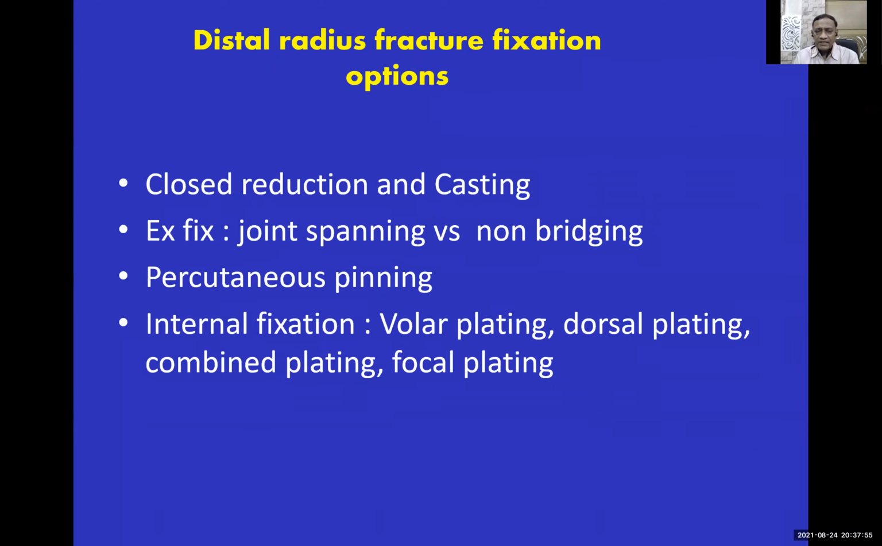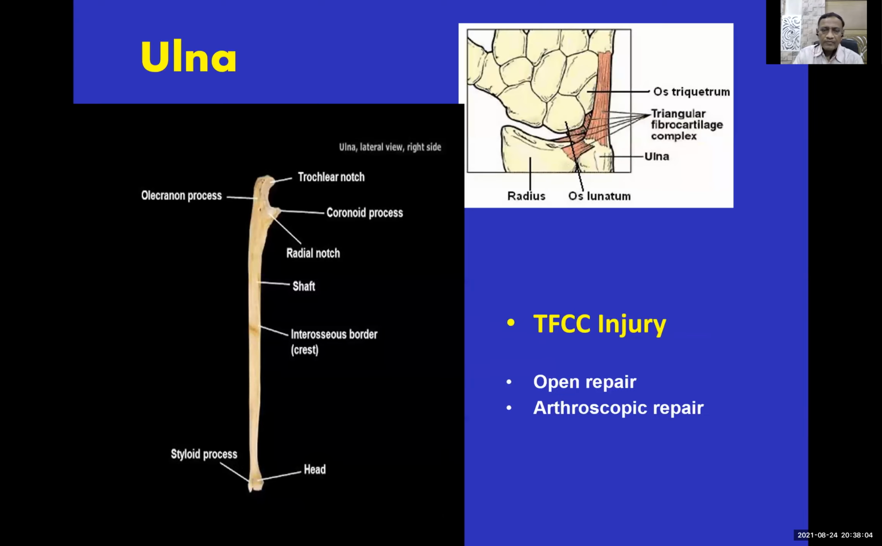For fracture of the distal radius, various different types of implants or different types of surgical management can be asked. For the ulna, there are two interesting problems that can be asked in the examination. One is the coronoid process, and second is the Monteggia injury.